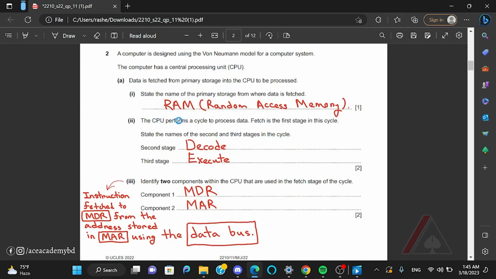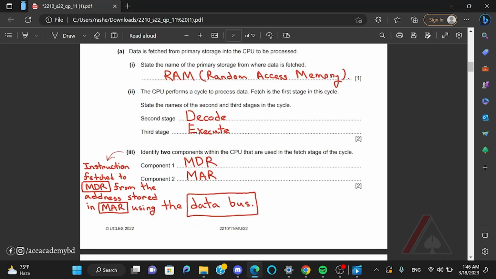Number 2, the CPU performs a cycle to process data. Fetch is the first stage in the cycle. State the name of the second and third stages in the cycle. So essentially, the CPU processes data in 3 steps, in 3 stages. Number 1, the fetch stage. Number 2, the decode stage. And number 3, the execute stage, right?